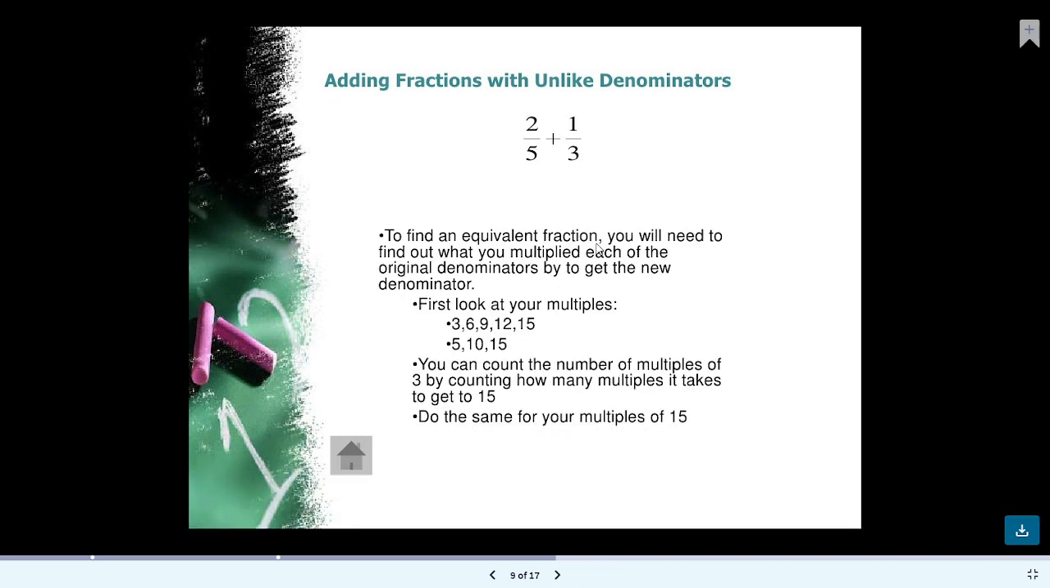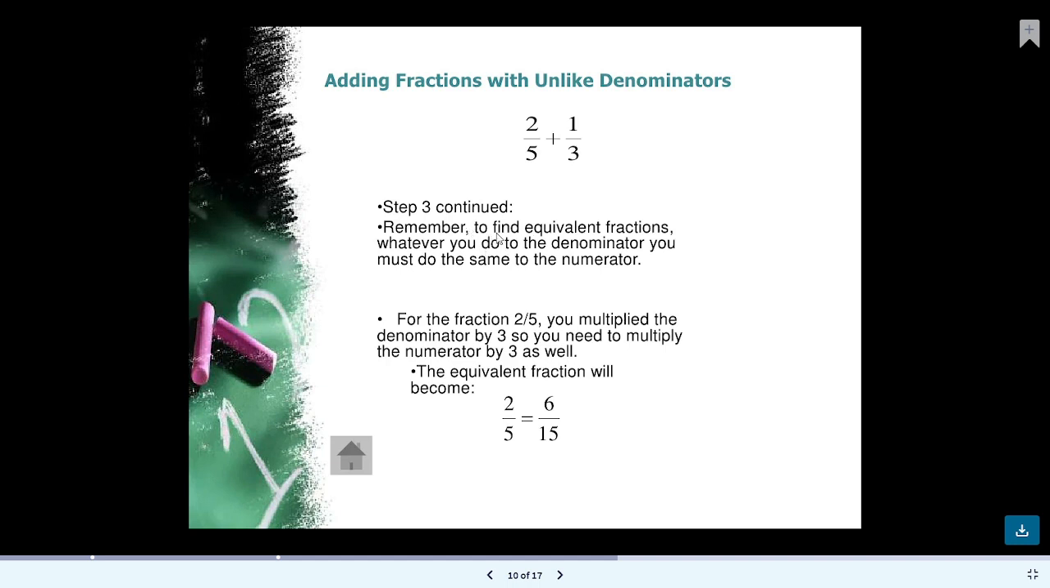Now, to find an equivalent fraction, we will need to find out what number we multiplied each of the original denominators by to get the new denominator. First, we look at our multiples: 3, 6, 9, 12, and 15; 5, 10, and 15. You can count the number of multiples of 3 by counting how many multiples it takes to get to 15. 3 times 1, 3. 3 times 2, 6. 3 times 3, 9. 3 times 4, 12. 3 times 5, 15. And we'll do the same for our multiples of 5.